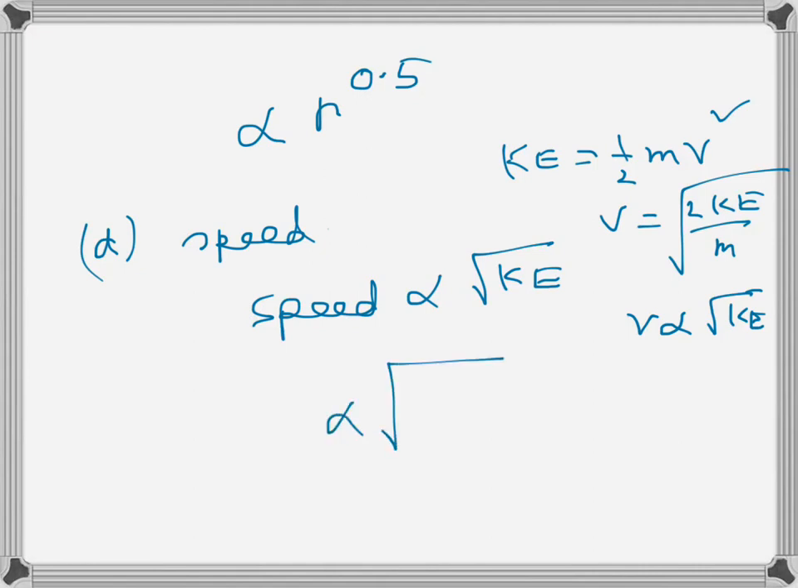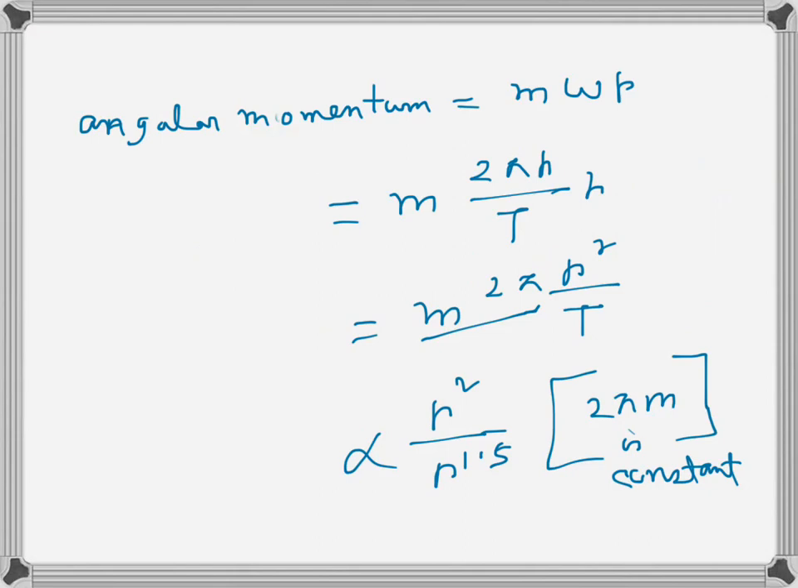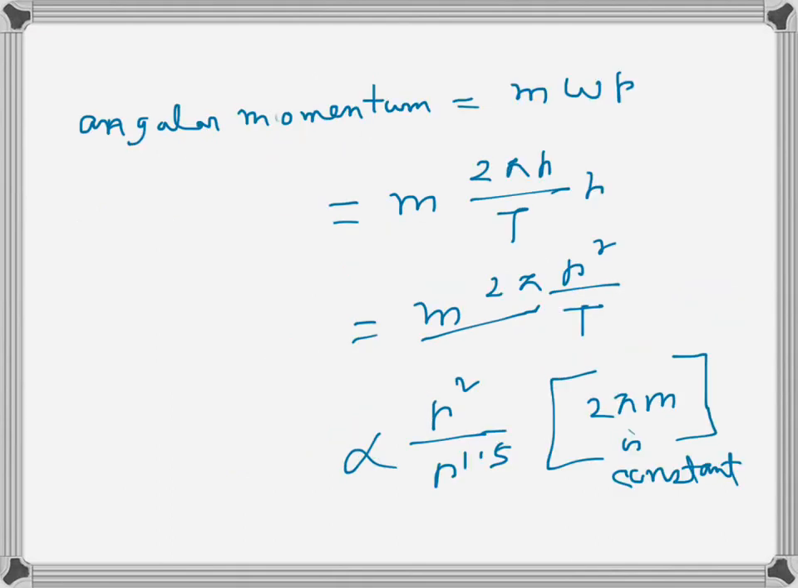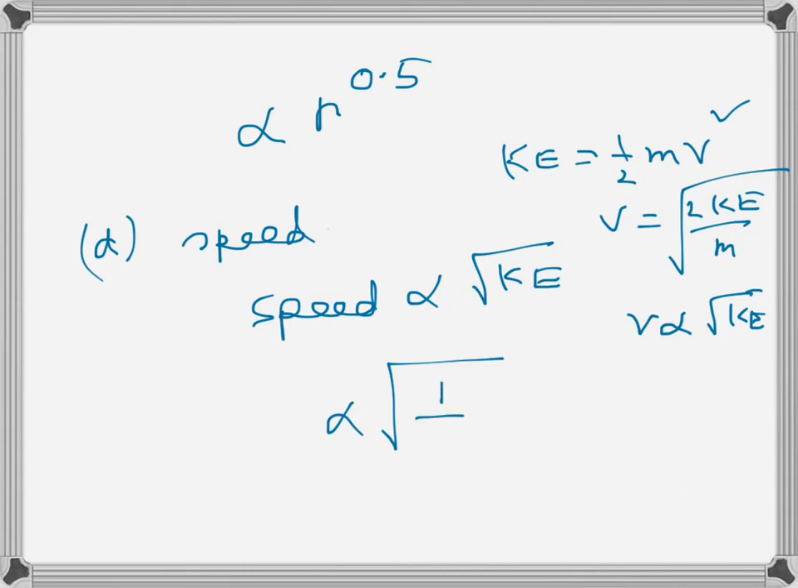Now we know how kinetic energy is related to r, which we already found, which is r to the power minus 1, which is 1 over r basically. So this becomes 1 over r, and the proportionality for velocity is 1 over r to the power half, or 1 over r to the power 0.5, or we can just write r to the power minus 0.5. So that's how speed will change with respect to r, or how speed is dependent on r, however we state it.